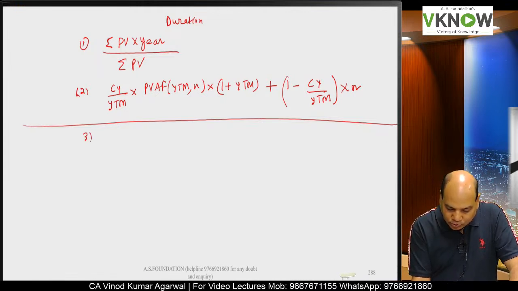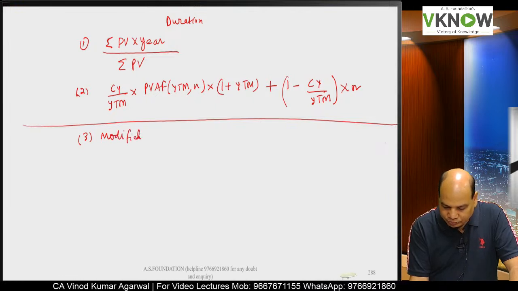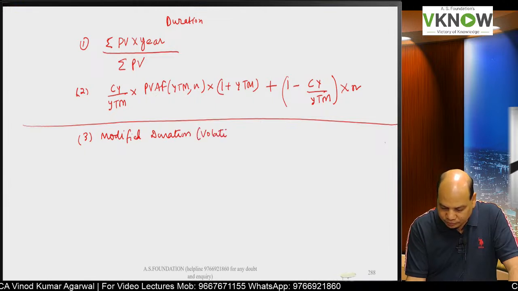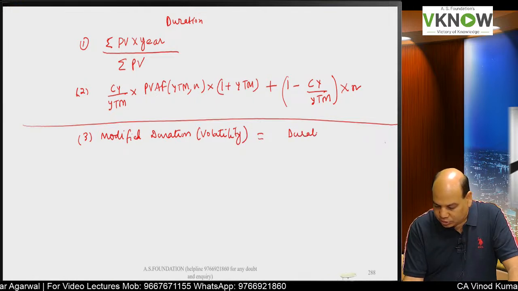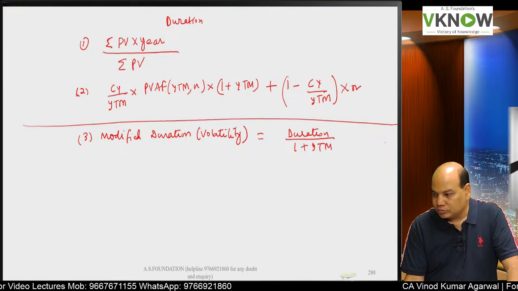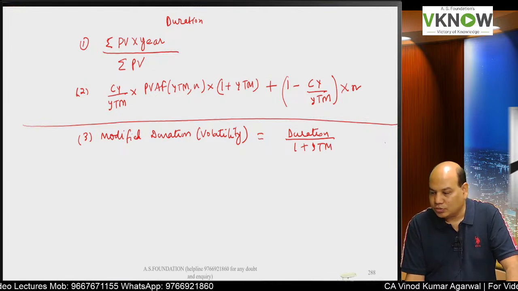Then we have seen the formula of modified duration. Modified duration is for calculating the volatility. You can also write all formulae at one place. It will be duration upon 1 plus YTM. So what does modified duration tell you?